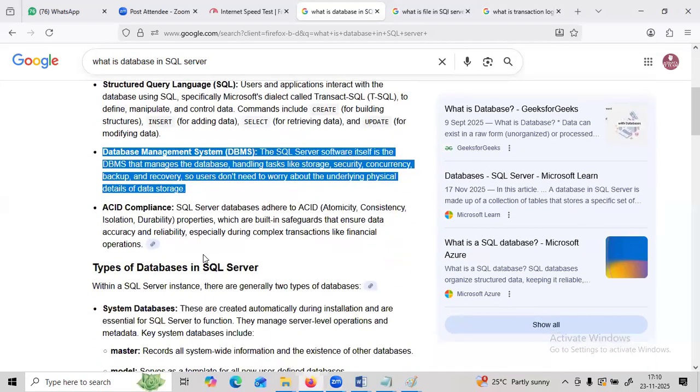Let me start with some technical theoretical knowledge of the ACID properties.